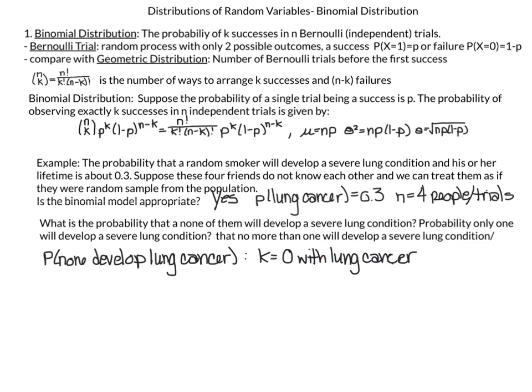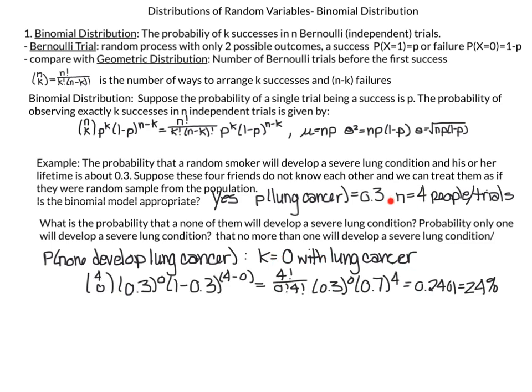So no successes. Plugging into our formula now, we have n choose k, so that's 4 choose 0. And then our 0.3, that's our probability of success, raised to the 0, there's 0 successes. And 1 minus 0.3, that's the probability of failure, raised to the 4, 4 failures, because nobody gets lung cancer. We can work that out and we'll get 24%.